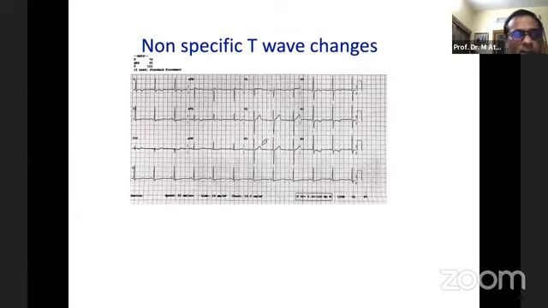This is another example of the T wave. Here the T waves are inverted in V4, V5, V6, and some other leads, lead 1. But these are less than 3 millimeters.